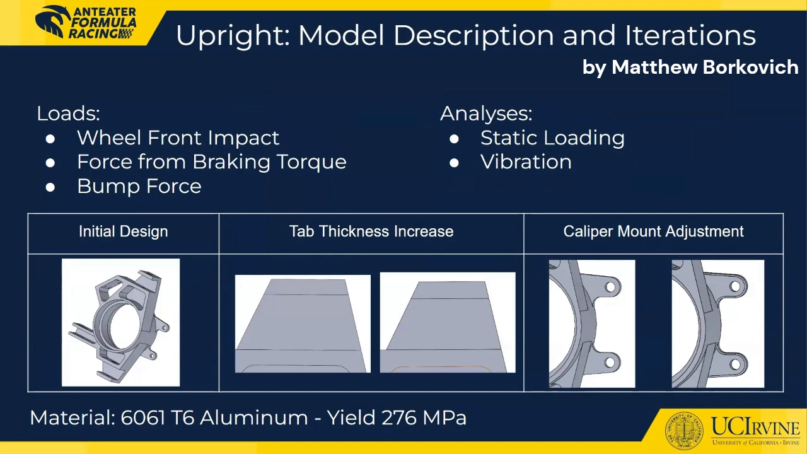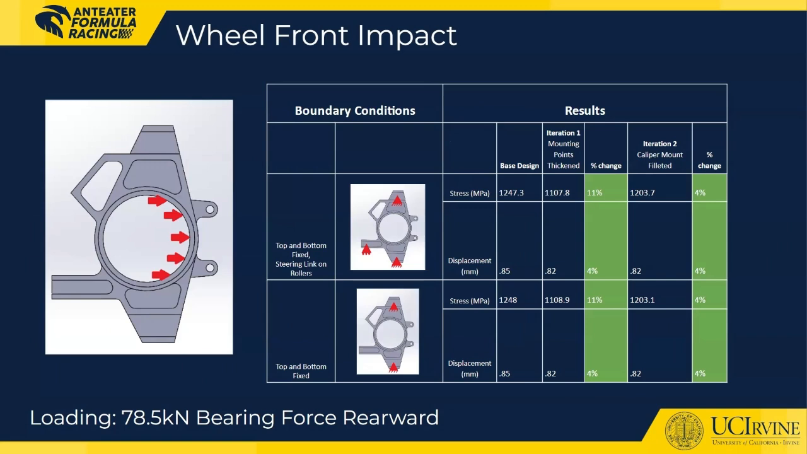which is used to mount the wheel and brake to the suspension system. The upright was machined from a block of 6061 aluminum, and it may experience static loading resulting from an impact or bump force. It may also experience vibrations from the road. For the first analysis, a 78.5 kilonewton bearing force was applied rearward to the inner ring to simulate a front wheel impact. Both design iterations saw a reduction in displacement and stress.